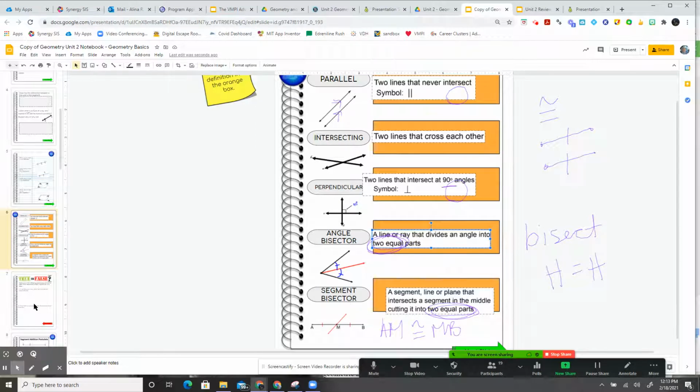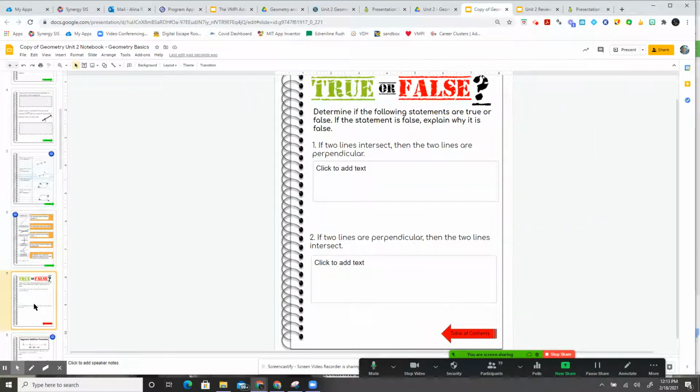Okay, let's look down at slide 7 and see true or false. Determine if the following statements are true or false. If the statement is false, explain why. So if two lines intersect, then the two lines are perpendicular. Is that true? False. Why is it false?